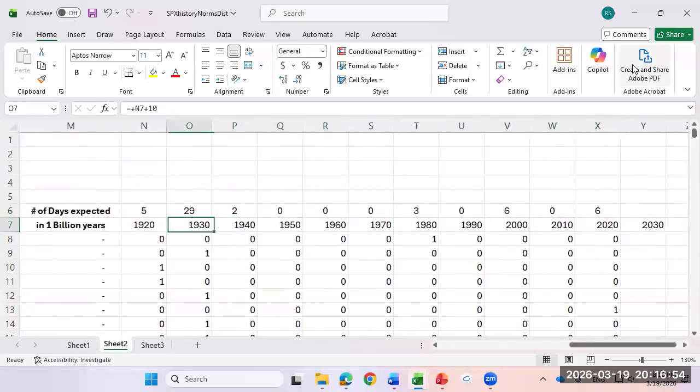I also did it by decade. So in the 1920s, there were 5 days like that, but 29 of them happened during the 30s. The 40s, you had 2 of them, probably right at the end, during the early 40s. Then we went 3 decades without any of those massive days.